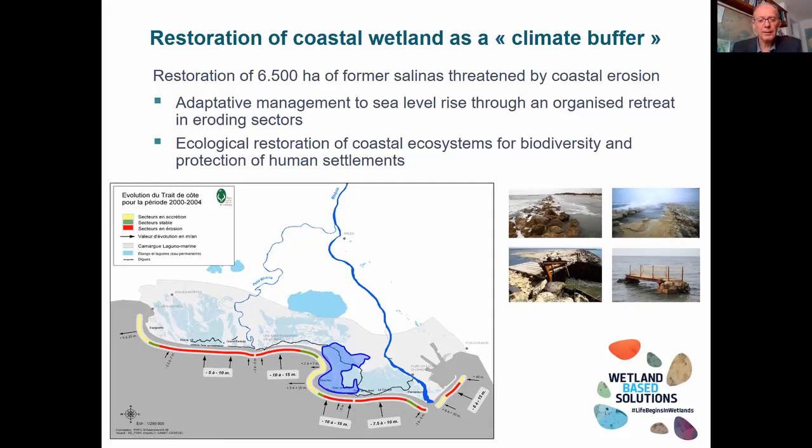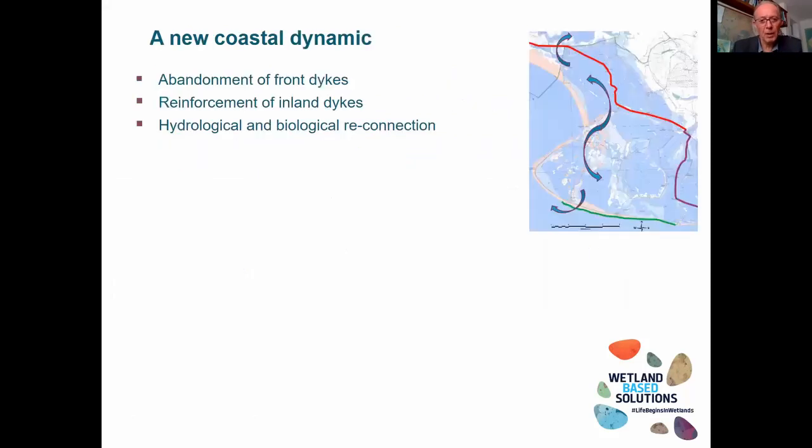Cet écosystème de 6 500 hectares, c'est-à-dire une expérience tout à fait sur des dimensions inédites à l'échelle européenne, a permis de tester comment on peut utiliser ces zones humides comme un amortisseur climatique, en ayant une gestion adaptative à l'augmentation du niveau des mers à travers un retrait organisé dans les secteurs en érosion, et puis cette restauration écologique servant à la fois pour la biodiversité, mais aussi pour la protection des implantations humaines.